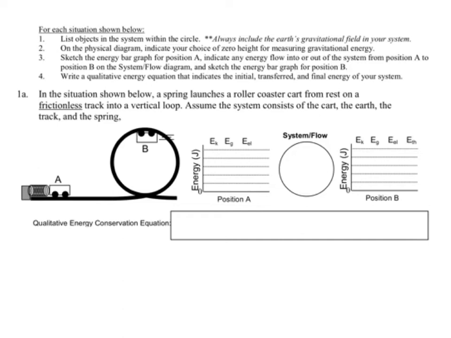These are the instructions. This is problem number 1A on the worksheet for homework tonight. It says list the objects in the system. So we're going to list the objects in this space right here in the circle, and always include the Earth's gravitational field in your system. Well, it turns out that to have gravitational potential energy, PEG, you must have two masses. We haven't talked about this before.